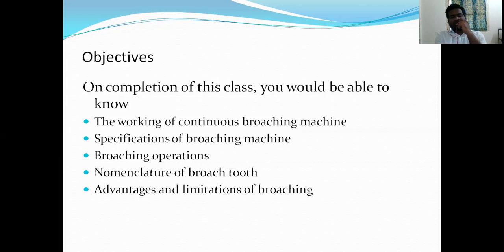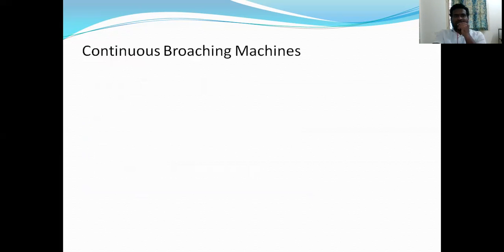We discussed the types of broaching machines yesterday: horizontal, vertical, and continuous broaching machines. In continuous broaching machines, a rotary table broaching machine is there, and a horizontal broaching machine is there, right? That has to be discussed in today's session. So in this session: working of continuous broaching machine, specifications of broaching machine, broaching operations, nomenclature of broach tool, advantages and limitations of broach.